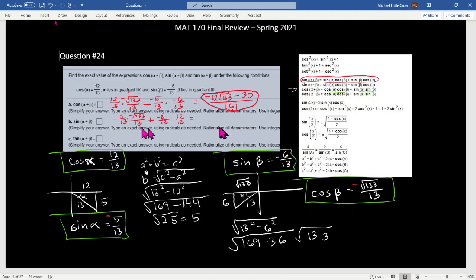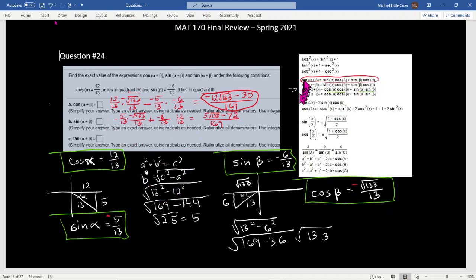Okay, 13 times 13, that's 169. The first term: negative times negative is positive, 5 square root of 133. Nothing we can do there. We get a plus in the middle, but we've got a negative times a positive, so the middle changes to a negative. 6 times 12 is 72. So that's our answer for this one.